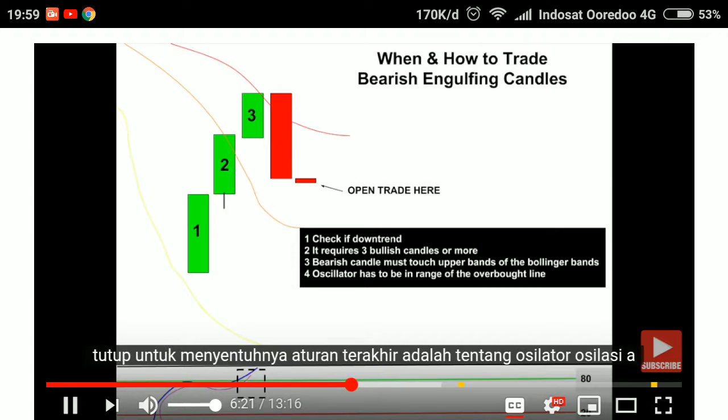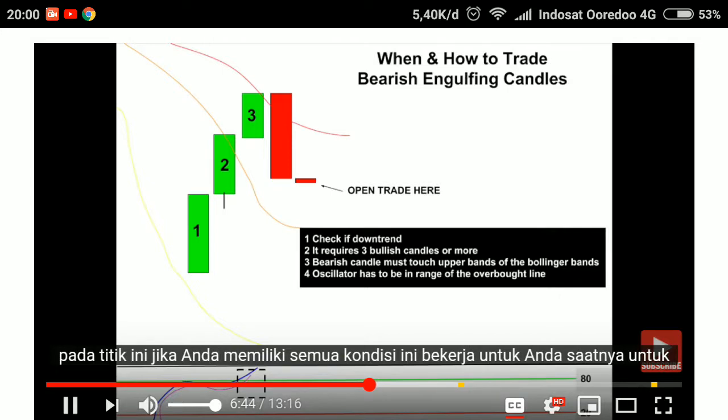The last rule is about the oscillator. The oscillator line has to be in range of the overbought line. The overbought line is the top line. So the oscillator line has to be touching the overbought line. But sometimes it can happen that it's very close but doesn't touch it, and that's fine. But it needs to be very, very close to the overbought line.